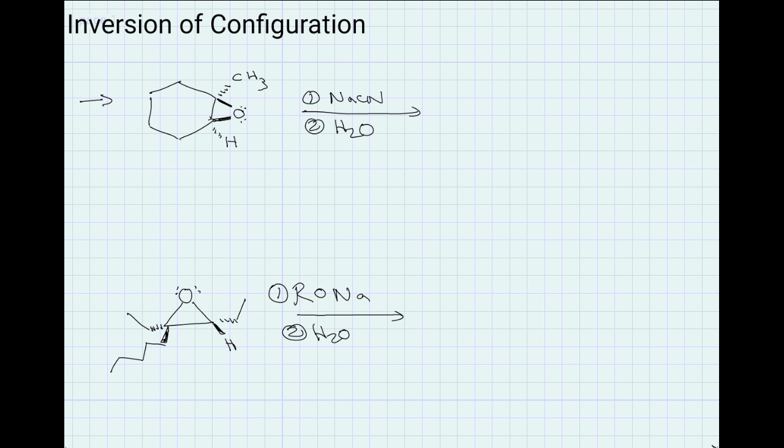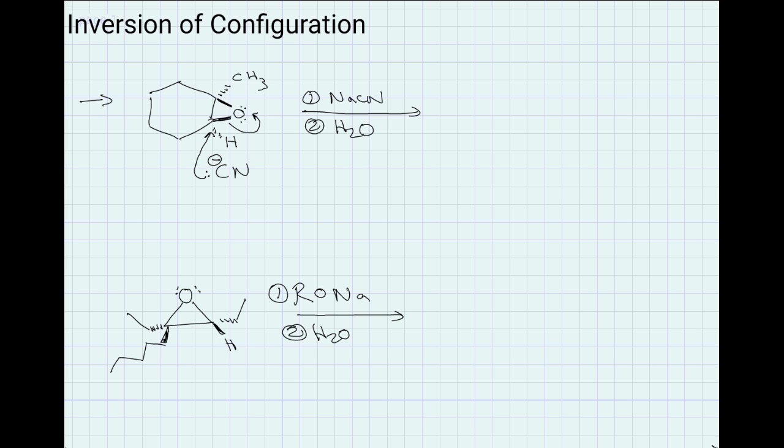When the starting epoxide is unsymmetrical, the nucleophilic attack is going to occur at the less substituted or least hindered carbon. So our nucleophilic attack is going to occur at this carbon here, which is our least hindered carbon. If we draw the mechanism, we have our cyanide, which is a nucleophile, attack our least hindered carbon, and then our epoxide oxygen is going to open up to give us our desired product.